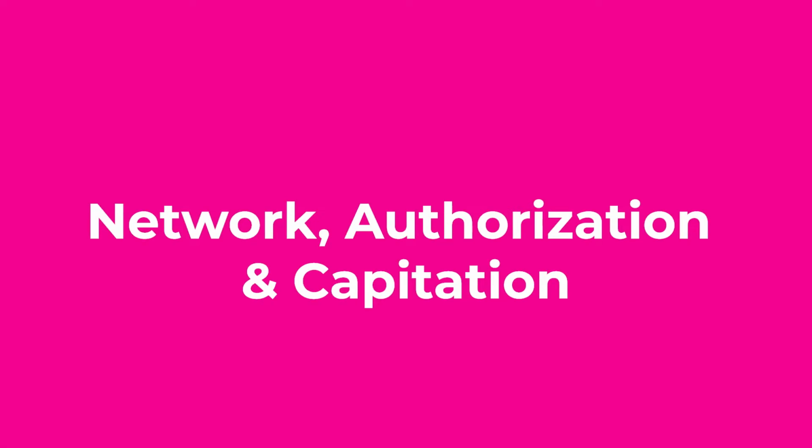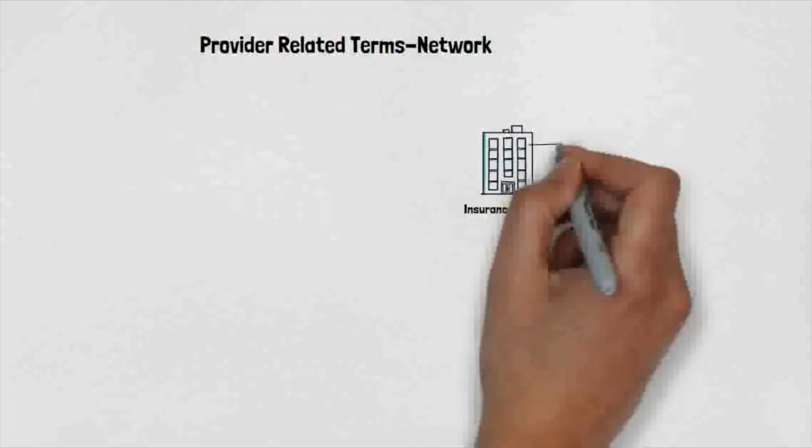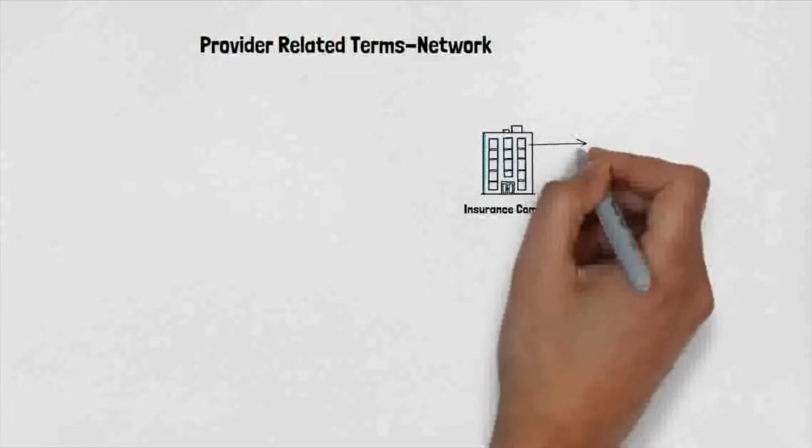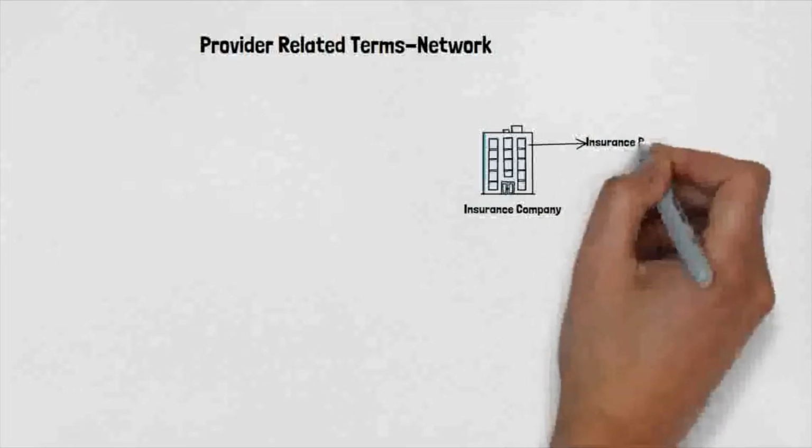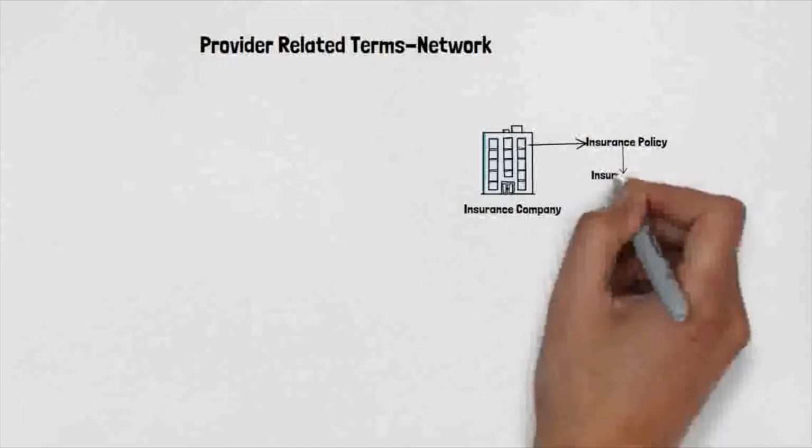Discuss about three different topics: network, authorization, and capitation. Now, before we get into this topic, you need to understand one thing very clearly. Whenever we say a patient's insurance policy, we are actually referring to the type of insurance plan under that policy.